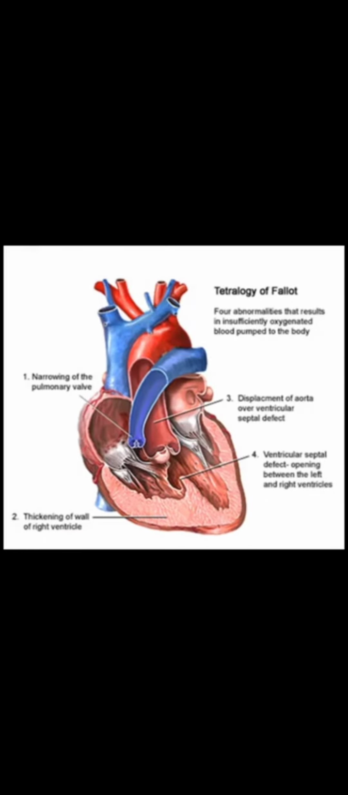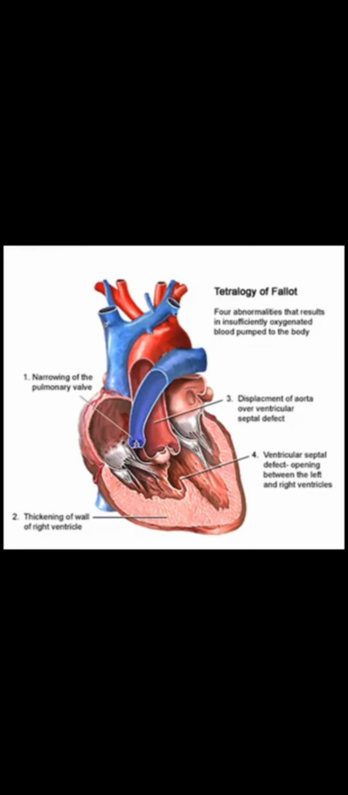Tetralogy of Fallot. Tetralogy of Fallot is characterized by narrowing of the pulmonary valve, thickening of the wall of the right ventricle or right ventricular hypertrophy, displacement of the aorta over the ventricular septal defect, and a ventricular septal defect, an opening between the left and right ventricle. Right to left shunt leads to early cyanosis.